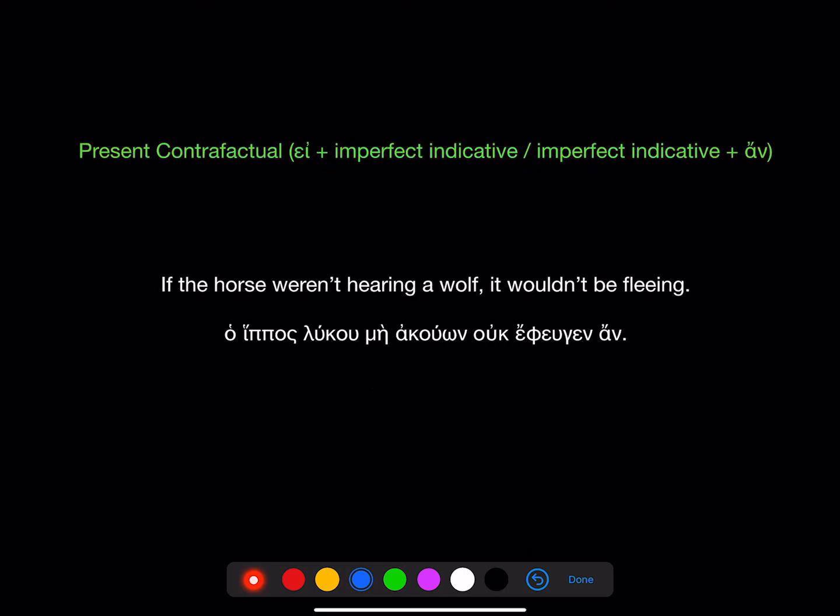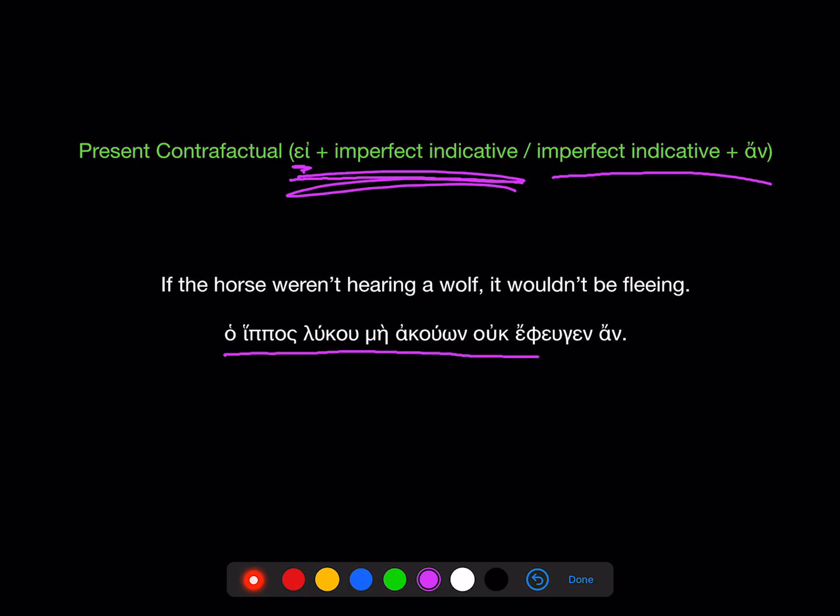Okay? So now here's a present contrafactual. Remember, if we were doing it with full clauses, the protasis would have εἰ plus the imperfect indicative, and the apodosis would have the imperfect indicative plus ἄν. Okay? But we're swapping out this protasis, so we'll get rid of the εἰ. Ὁ ἵππος λύκον μὴ ἀκούων οὐκ ἐφεύγεν ἄν. If the horse weren't hearing a wolf, it wouldn't be fleeing. This time I chose a present active participle, so it has imperfective aspect. Okay?